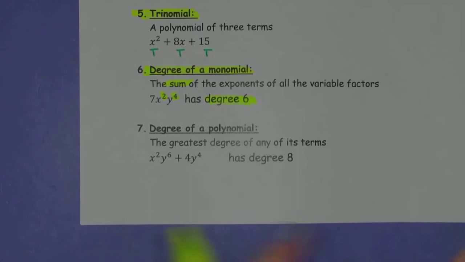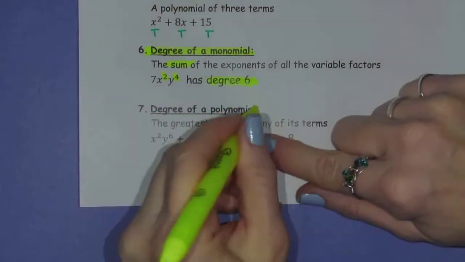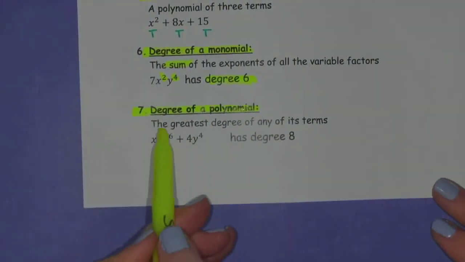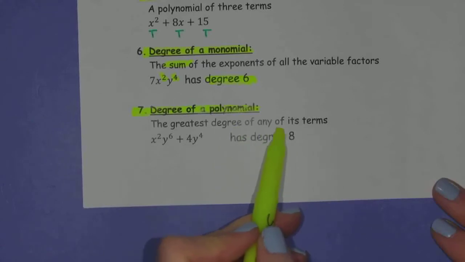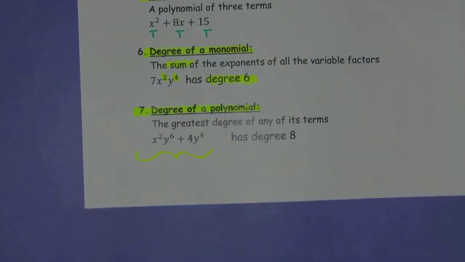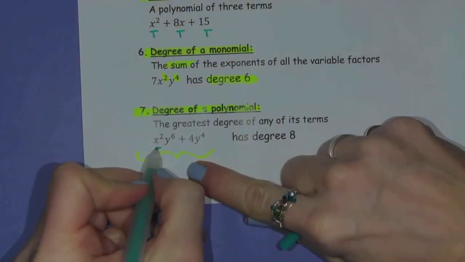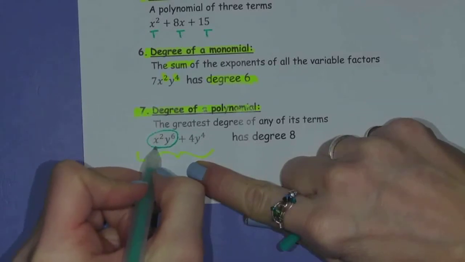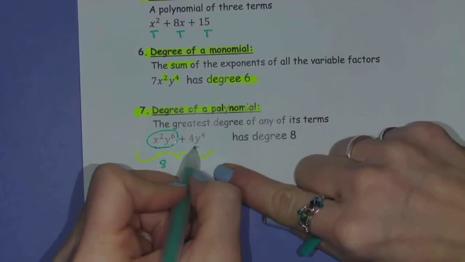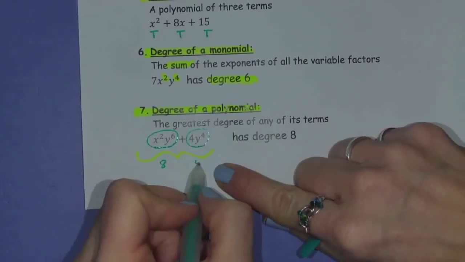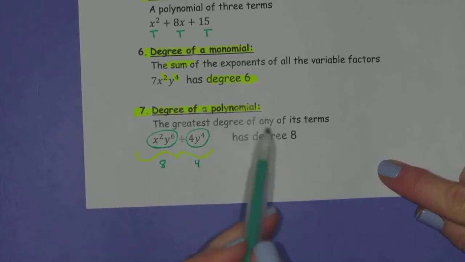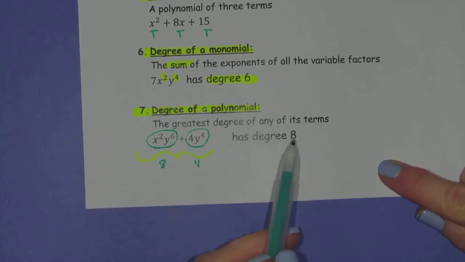So that's pretty simple. And last but not least, how about the degree of a polynomial? Well, this says the greatest degree of any of its terms. So when you're looking at this polynomial right here, if you look at the first term, this monomial has a degree of 8 because 2 plus 6 is 8. This monomial has a degree of 4. So since 8 is greater than 4, we would say that this polynomial has degree 8.